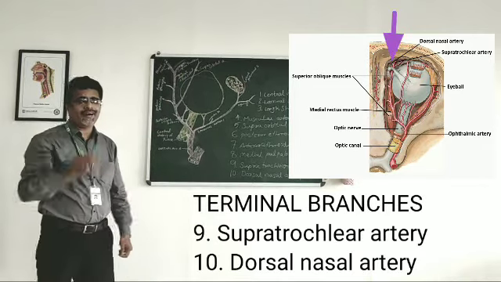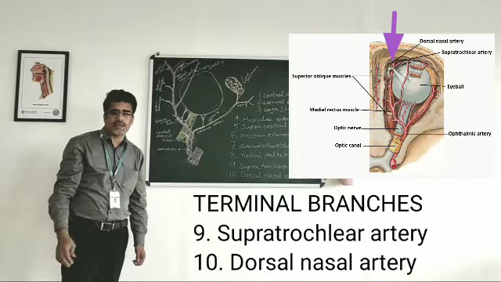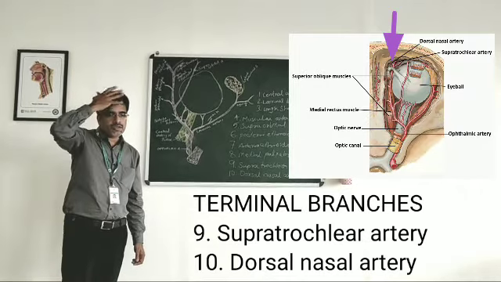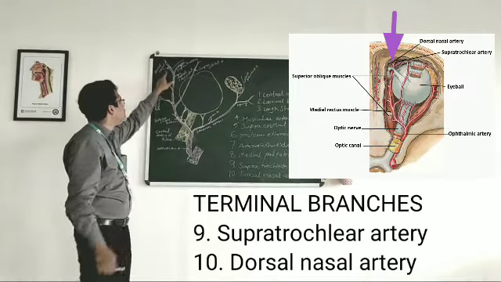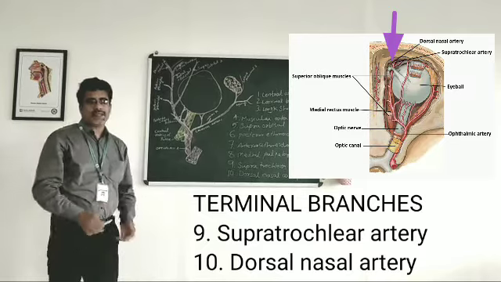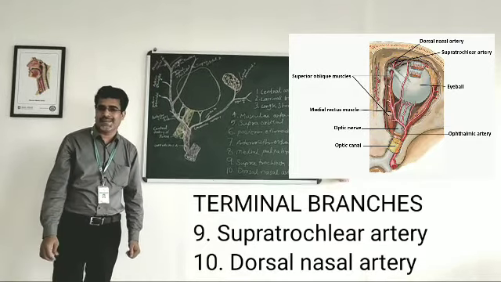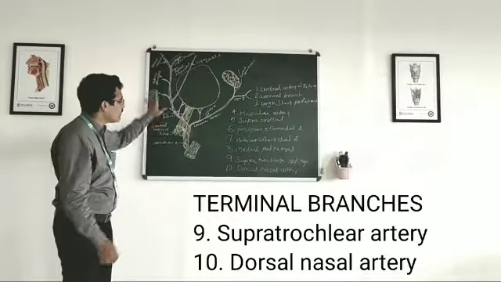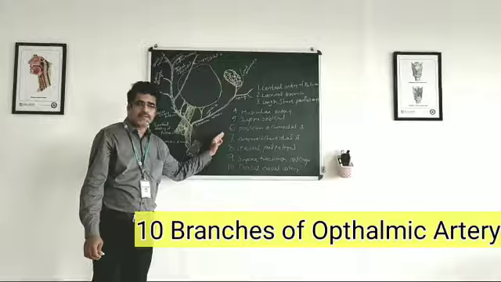The supratrochlear artery enters the forehead very close to the root of the nose, and supplies the forehead and also the adjoining scalp region. But the dorsal nasal artery will anastomose with the terminal aspect of the facial artery very close to the medial angle of the eye. So these are the 10 branches of the ophthalmic artery within the orbit. Thank you.